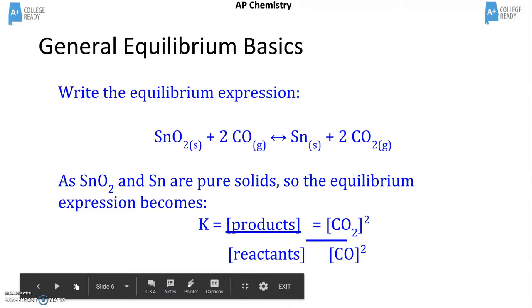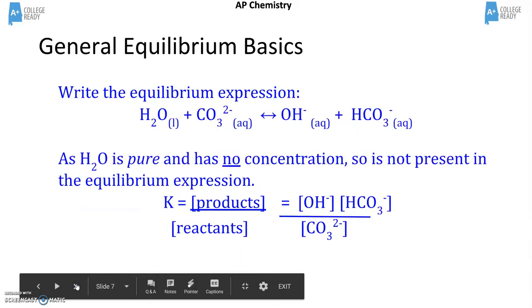So therefore, your carbon dioxide product is raised to its 2 coefficient over the carbon monoxide reactant raised to its 2 coefficient. Here's another example. Notice again, water is left out of your equilibrium expression because water is pure. And since it really has no concentration, it will not affect the overall chemical reaction. So therefore, it's left out because it has really no concentration value.